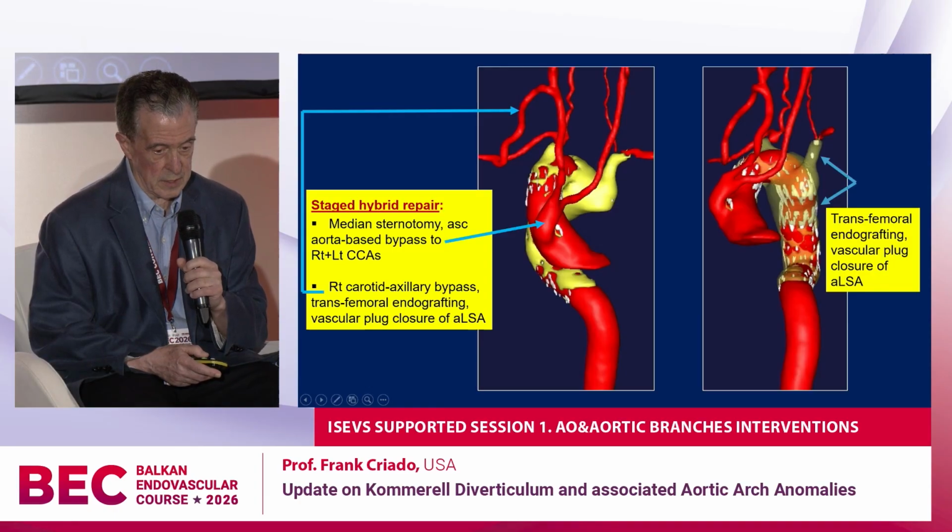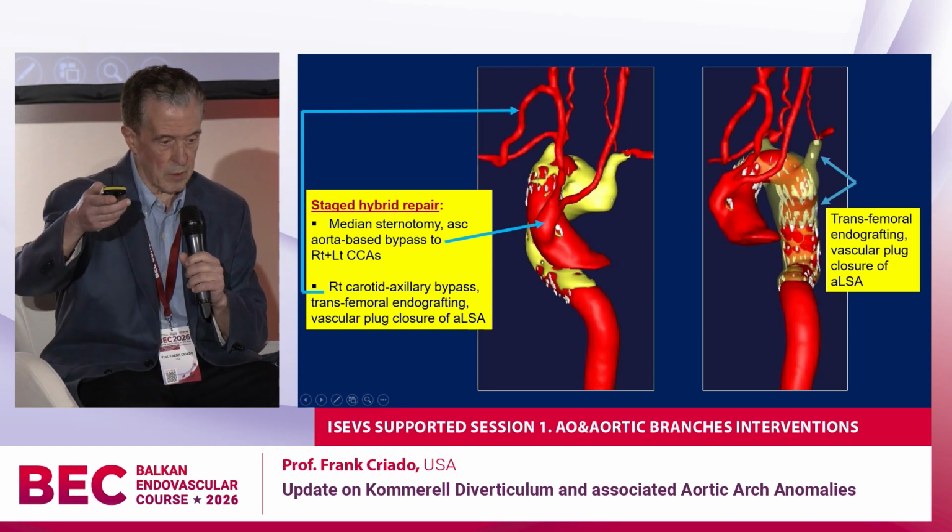And the second stage involved a right carotid to axillary bypass, as well as endograft placement in the arch and the thoracic aorta, as you can see on the right side of that slide.